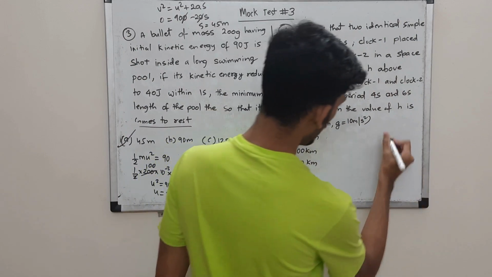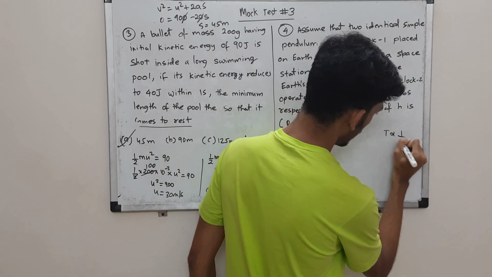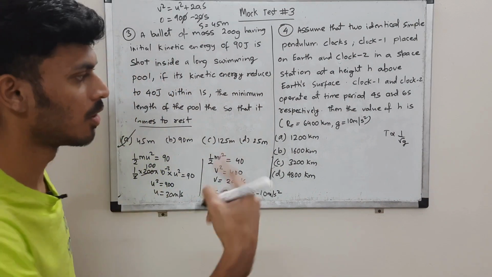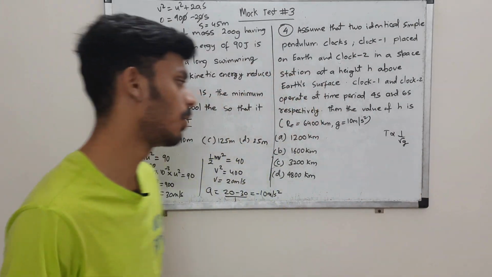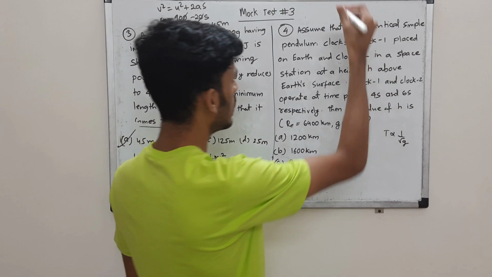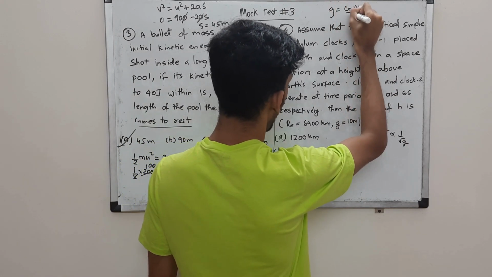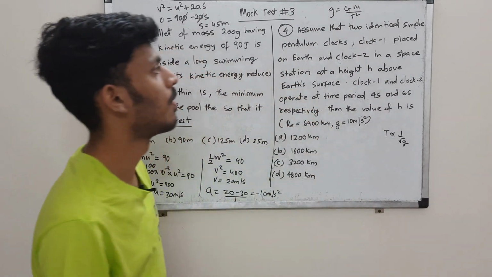As we said, time period is inversely proportional to square root of g. T is equal to 2 pi under root L by g. So it's inversely proportional to square root of g, and g, as we know, is inversely proportional to r square. We can write g as GM by r square. R is the distance from the center.